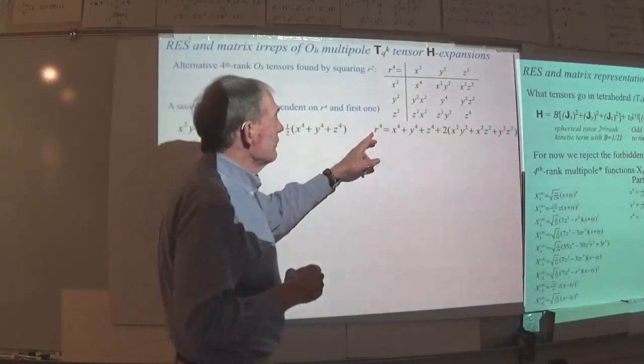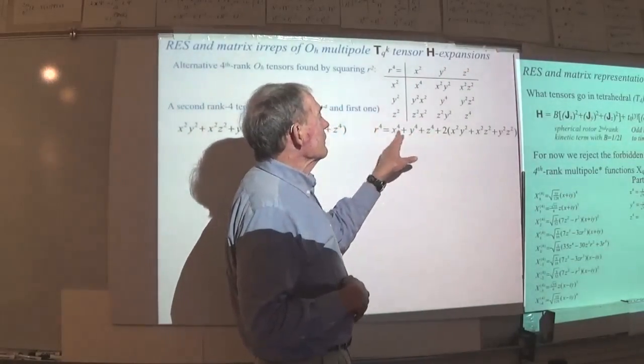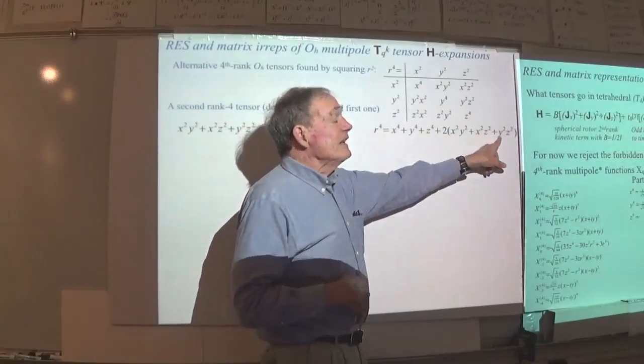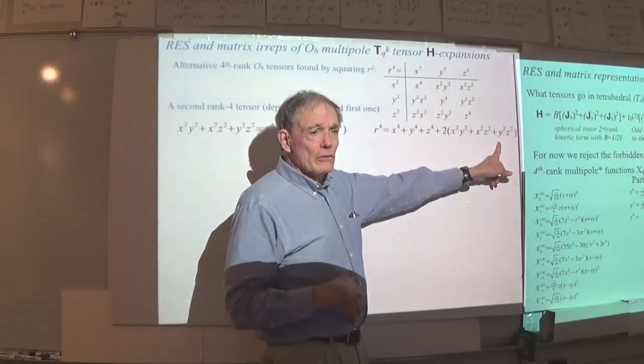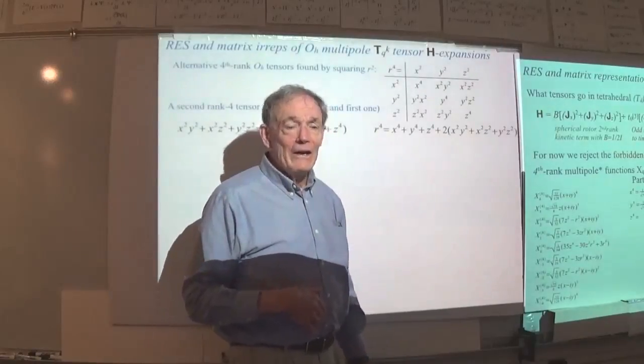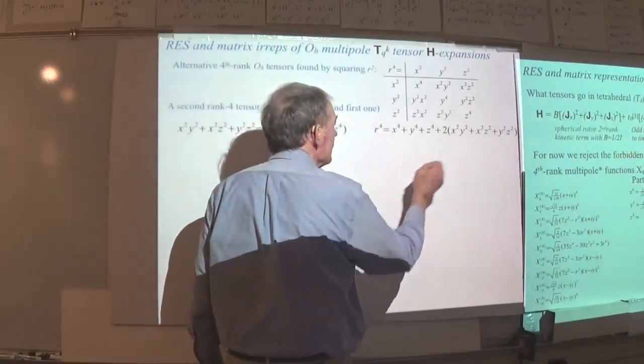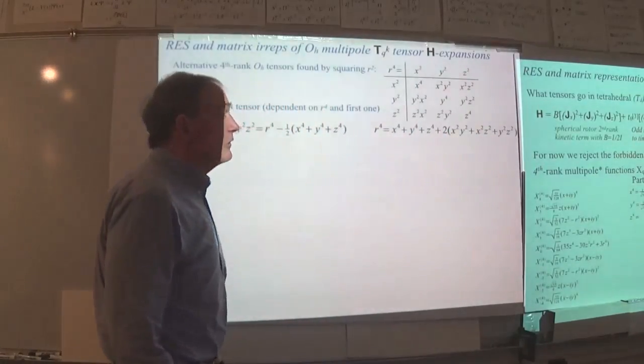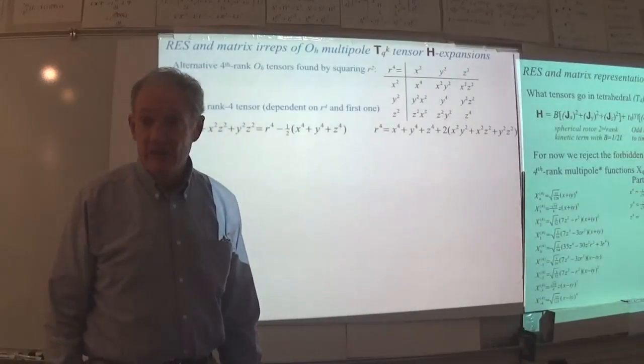We get r to the fourth is equal to this fourth thing that we're interested in, but we get two of these. That's also octahedral symmetry. Everything up here has octahedral symmetry. This does and this does. Complete equivalence in x, y, and z.